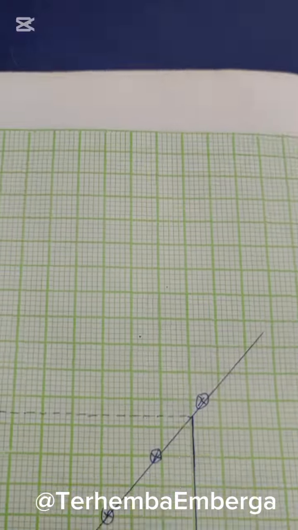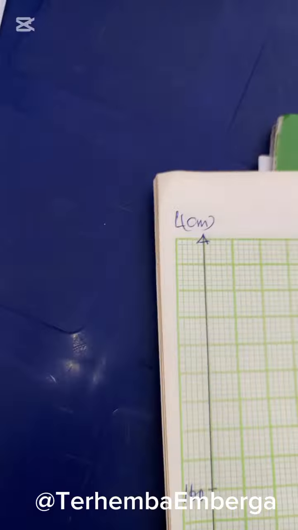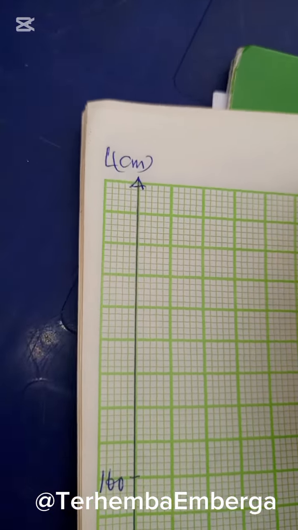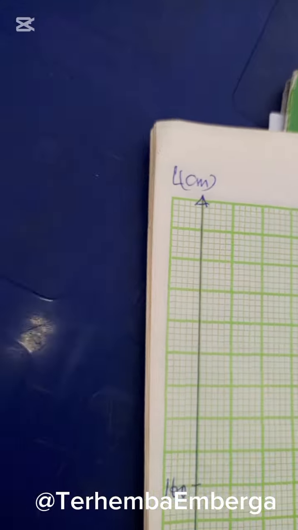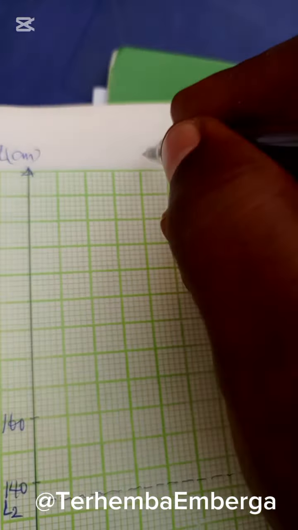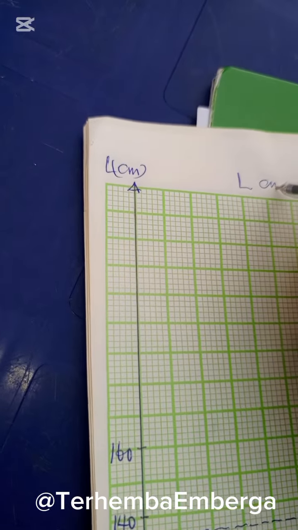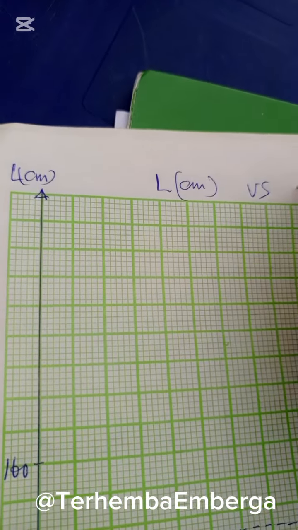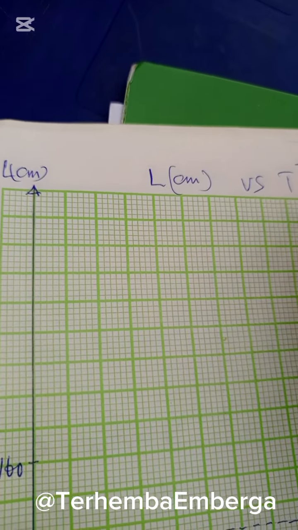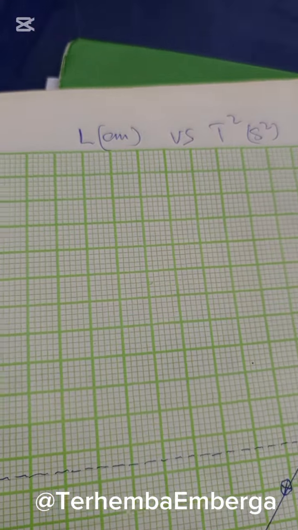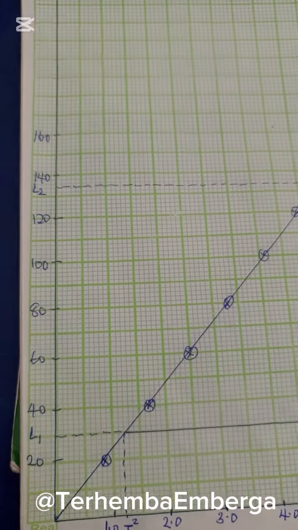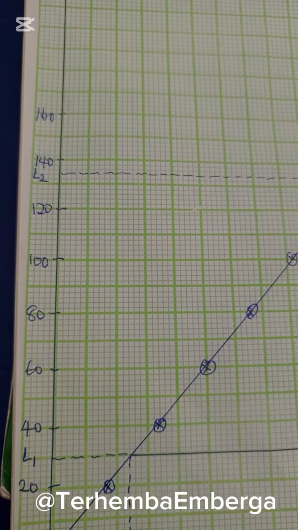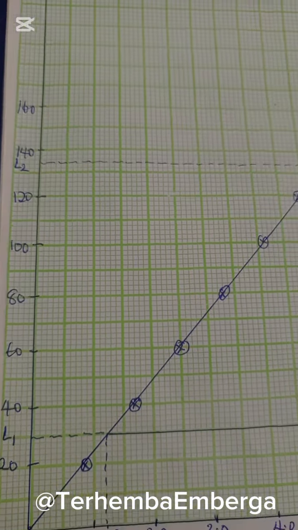So from here, like I always said, you need to state the title of the graph, that is L in cm versus t square in second square, as a title. Then looking at this graph, we can know the scale. So we are supposed to set it down.